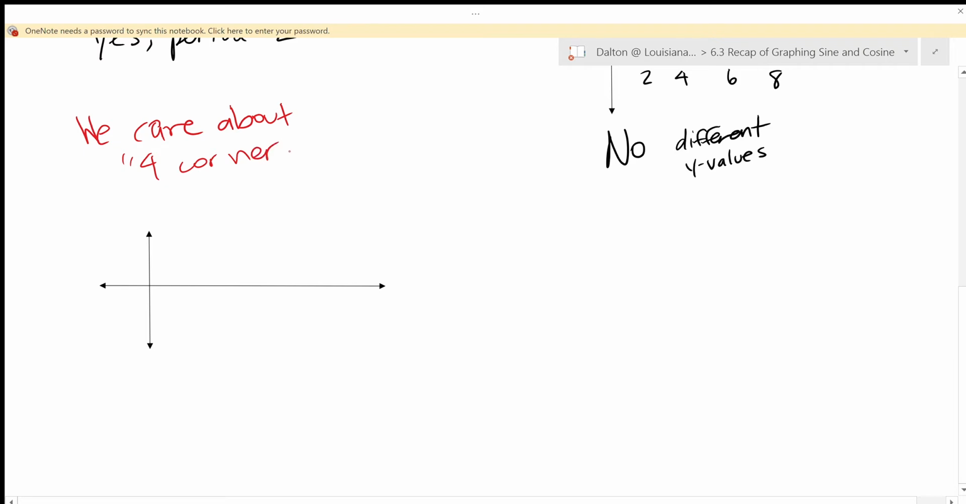Meaning, if you can just remember your coordinates for 0 degrees, 90 degrees, 180 degrees, 270 degrees, and then of course 360 is the same, then you can graph sine and cosine no problem. Remember that your y's, your max and your min, are at 1 and -1.